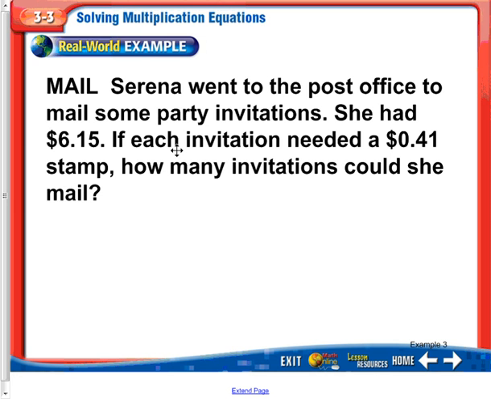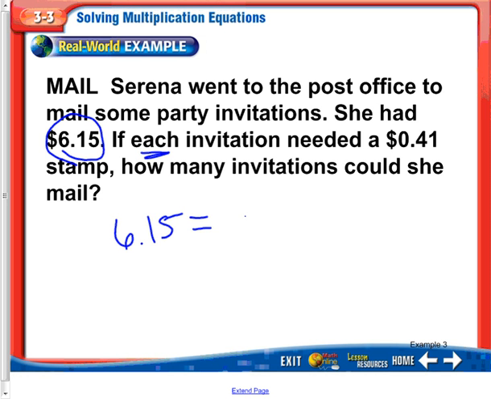So it says that Serena went to the post office to mail some party invitations. She had $6.15. So that sounds like a total. That's how much she has. So I'm going to write $6.15 here. And the equal sign can go there because this is how much total money we have. If each invitation needed a 41-cent stamp, how many invitations could she mail? The word each tells us that we're doing each or per or every. They are multiplication type words.